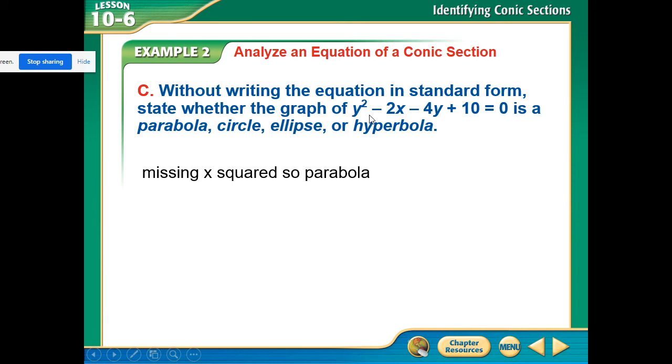So here, we're missing the x squared. So if we're missing the x squared, it's a parabola. How would I put this in standard form? I'd move everything over to the other side minus this x, and I would then divide by the 2 and start solving it that way.